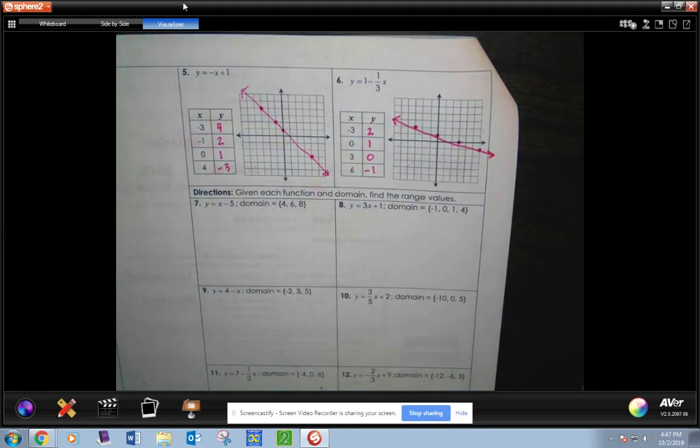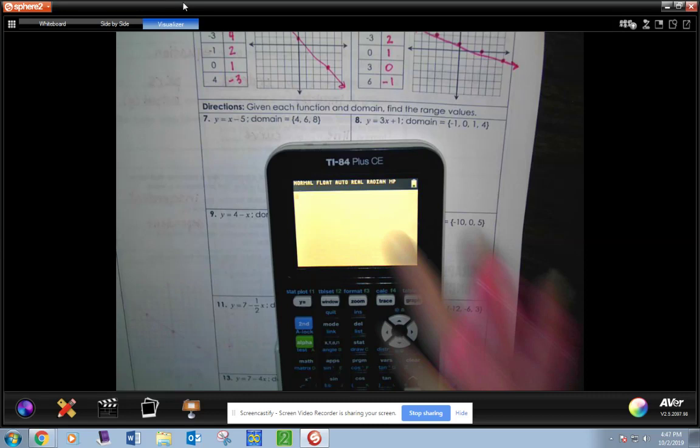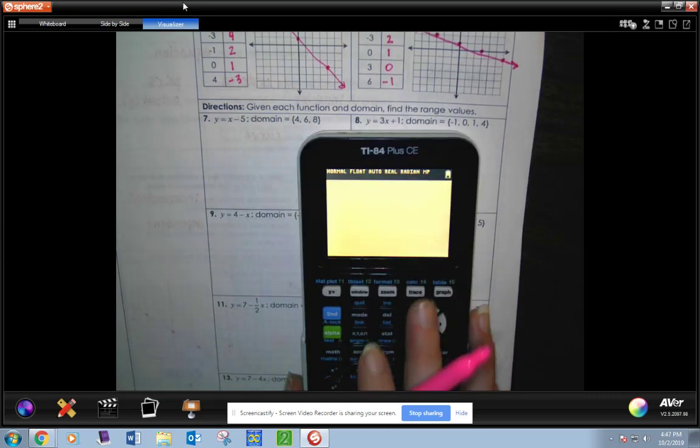Now, for the next few examples, there are 2 ways you can do it. You can skim through the table still, or I'm going to show you another way. If you press second mode and go back to the normal screen in your calculator, what you can do is you can put this part in for x.